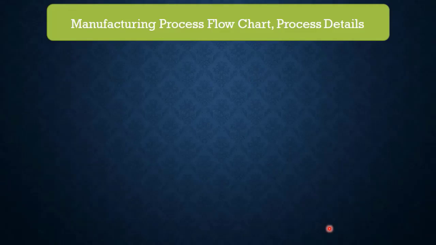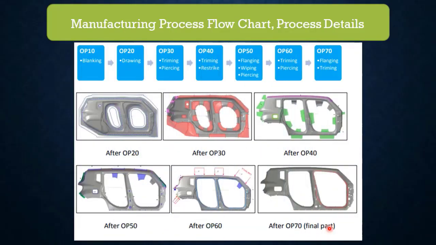Manufacturing process flow chart and process details. Here I am showing a simple flow chart for manufacturing the body side outer. It starts with OP10 blanking, and some companies call it OP05 for blanking, then OP20 drawing, OP30 trimming and piercing, OP40 trimming and restrike, OP50 flanging, wiping, piercing, OP60 trimming, piercing, OP70 flanging and trimming. So these high level 7 stages are called the flow chart to get from the blank stage to the finished part.